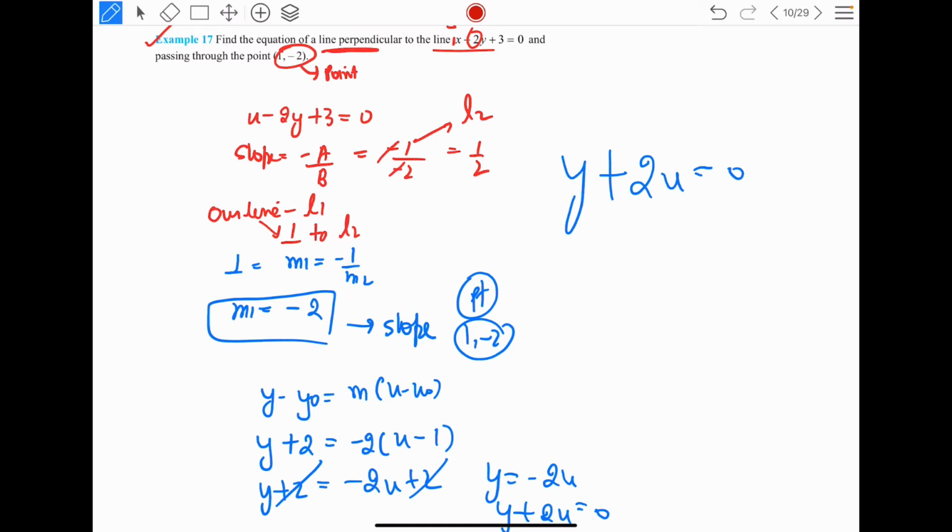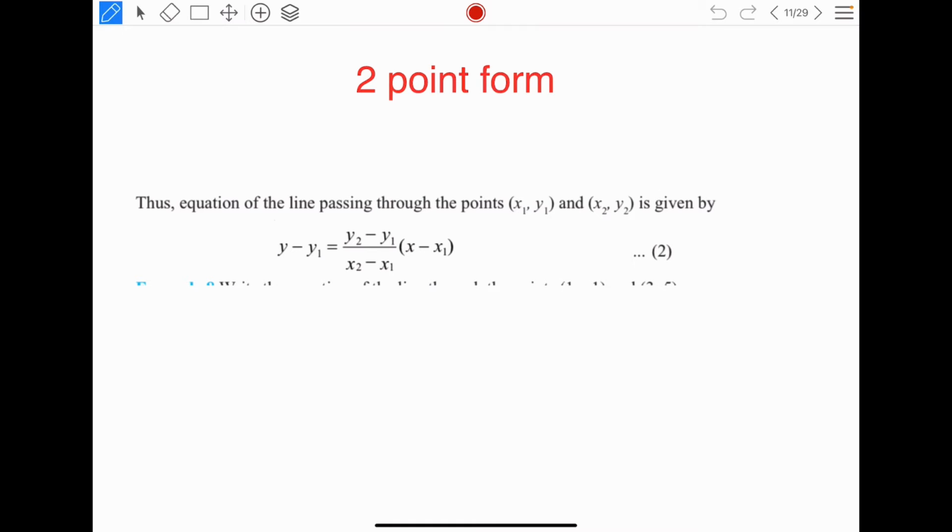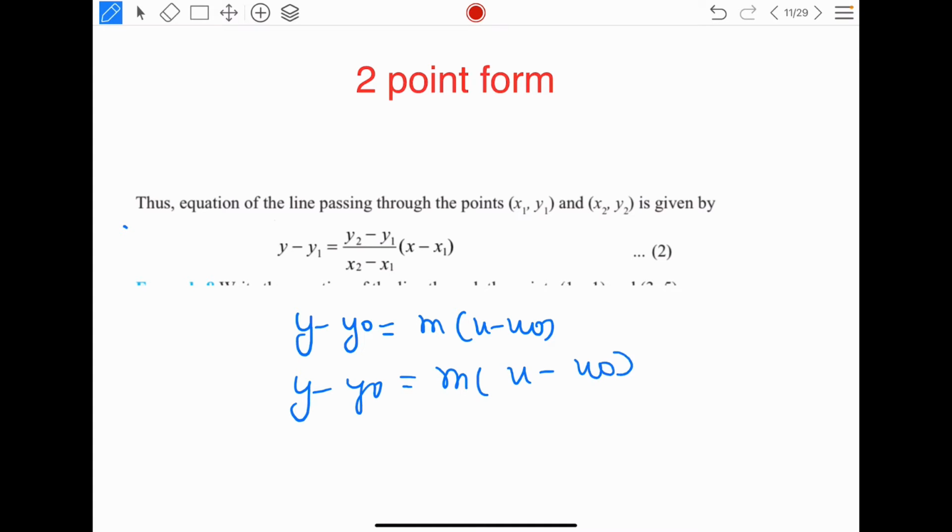It was a good question we have taken. Now, the 2-point form. When the line passes through one point, your formula is y minus y naught is equal to m of x minus x naught. Now if it passes through 2 points, everything remains the same. Your x naught and y naught can be either point. Just in case of m, you have already done the slope of a line through 2 points: y2 minus y1 upon x2 minus x1. And that's your equation: y minus y naught is equal to m times x minus x naught.